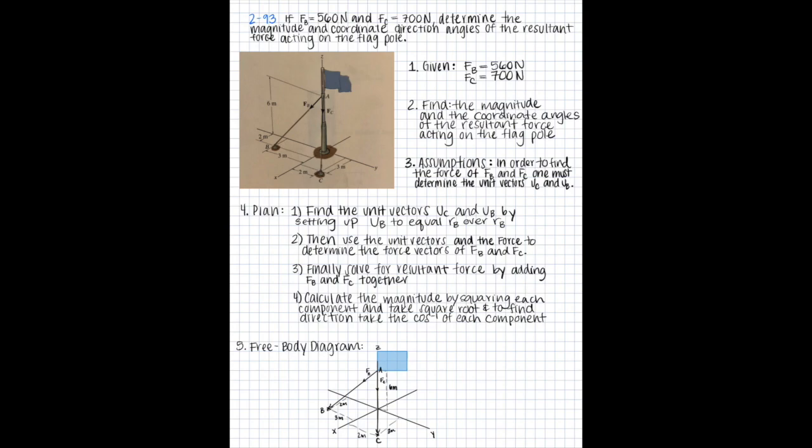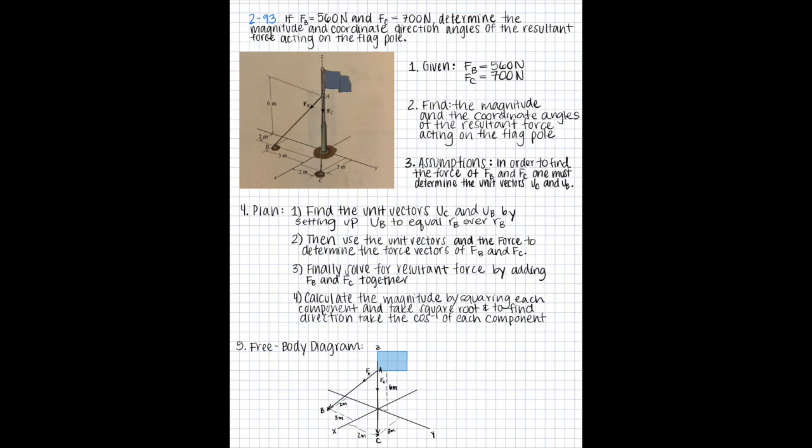Step 3 would be to make assumptions, and I assume that in order to find the force of B and C, one must determine the unit vectors of C and B as well. And that leads us to step 4, which is to make a plan. So step 1 would be to find the unit vectors of C and B by setting up U of B equal to RB over RB.